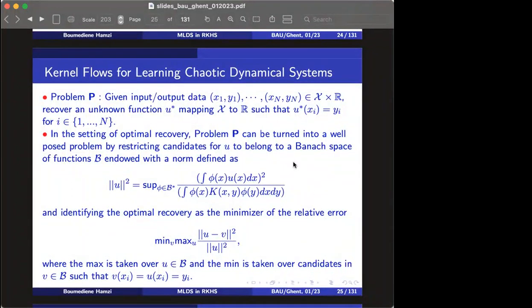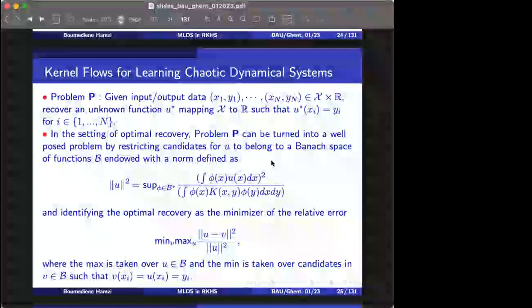So here we come back to the same problem of given some input-output data, x1, y1 to xN, yN. So we have N points, and we are interested in approximating an unknown function from random samples. This problem, as we know, is ill-posed. But in the setting of optimal recovery, this problem can be turned into a well-posed problem by restricting candidates for u to belong to a certain Banach space with the following norm.